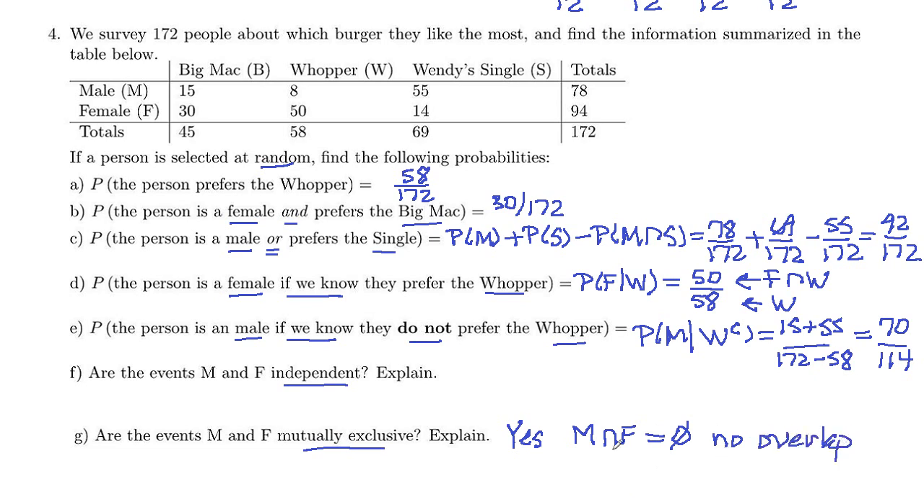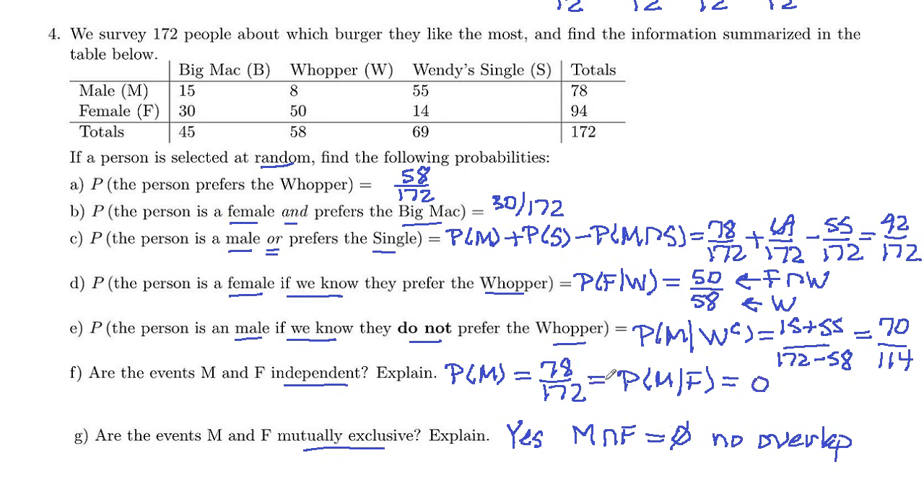And then independence, remember that one's a little tougher to check. That one you have to look at the given probability and the conditional. So for example, probability of male, and then compare that to probability of male given female. So the probability that they're a male, so males total we had 78 out of 172. And then probability they're a male given that they're a female. So you only consider the females, which is 94, the second row. And out of those 94, how many are males? None. So this is 0.